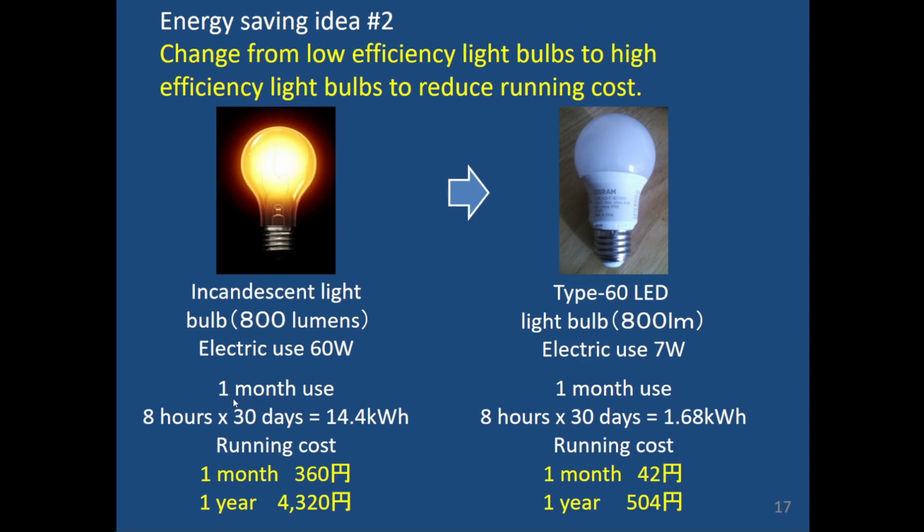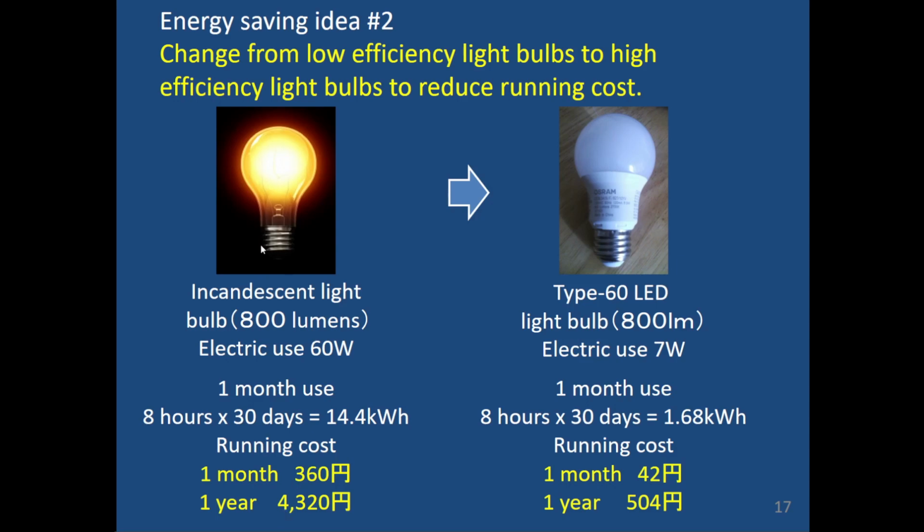So let's imagine 1 month of use, using the light bulb for 8 hours a day for 30 days. If you add that up, that's 14.4 kilowatt hours. And in Osaka, each kilowatt hour costs 25 yen. So the running cost for 1 month is 360 yen, and for 1 year, over 4,000 yen for this one bulb.